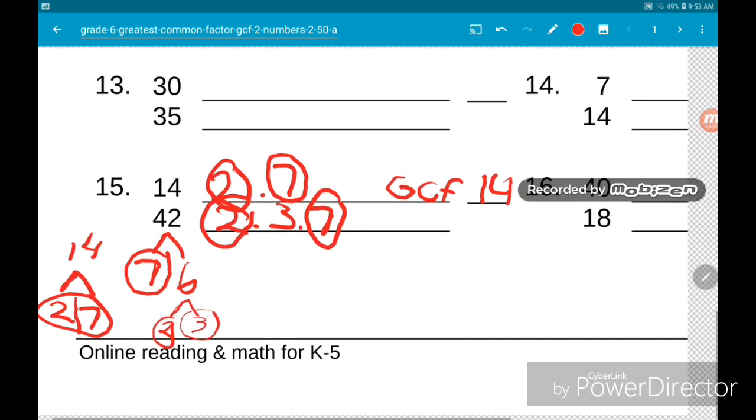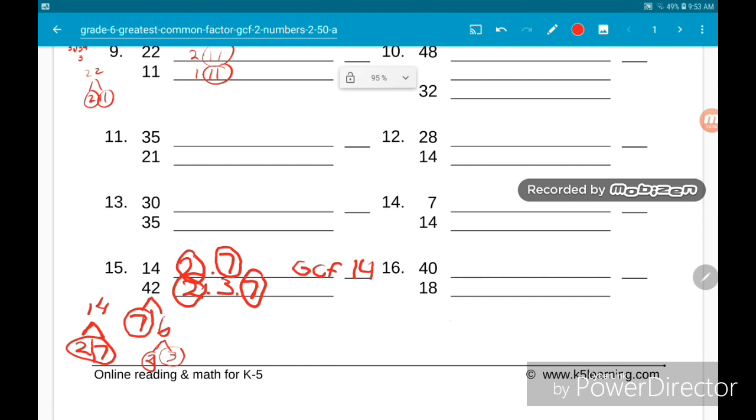Okay, your homework for this section is 2 through 16 even. This is due on Friday.